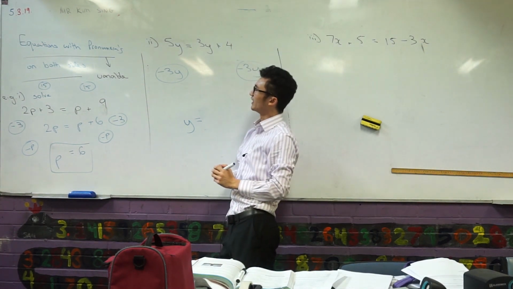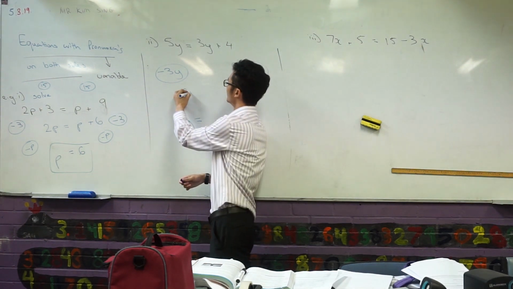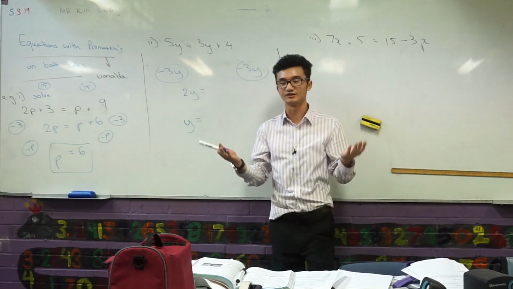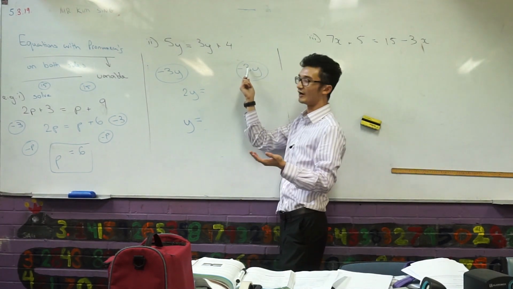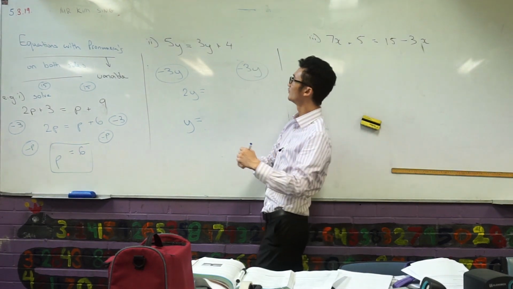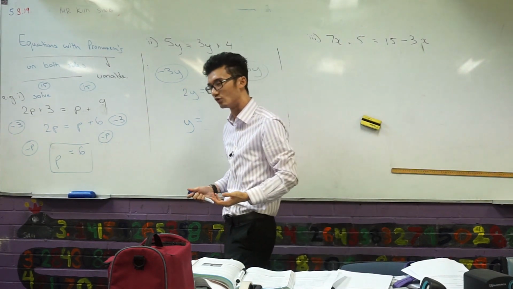What's 5y take away 3y? 2y. So think about it as what you do to one side, you do to the other. It's my balancing act. What happens after 3y minus 3y? That's just going to go away, isn't it? What do I get left with on this side? It's just 4. Now I've got 2y is equal to 4.